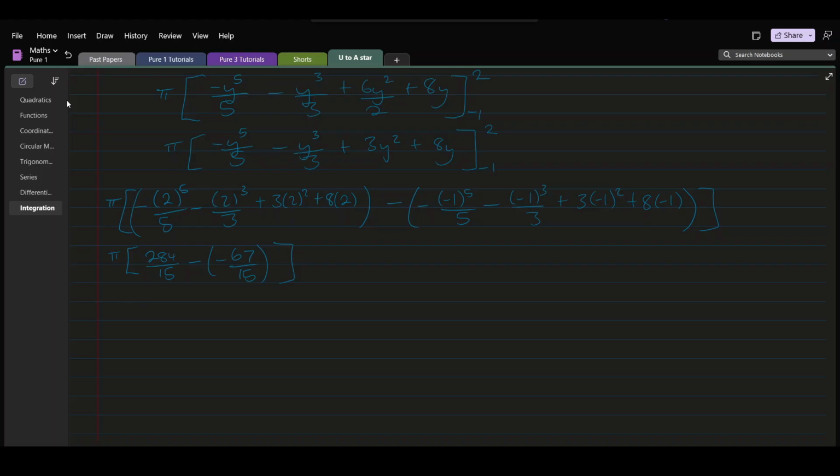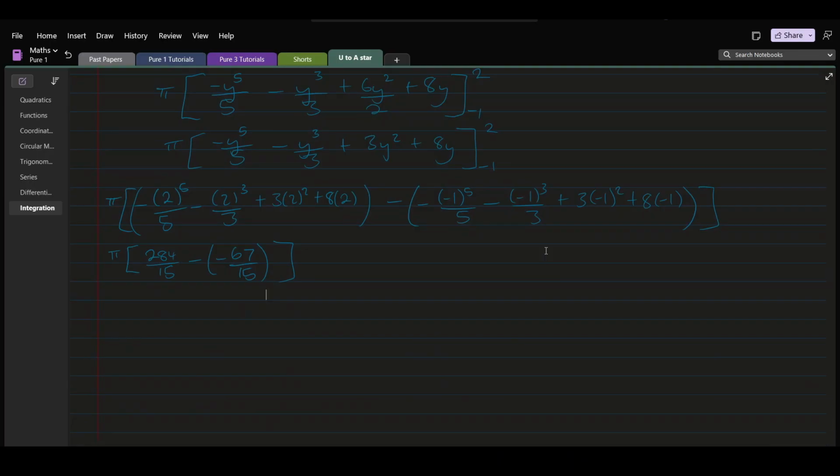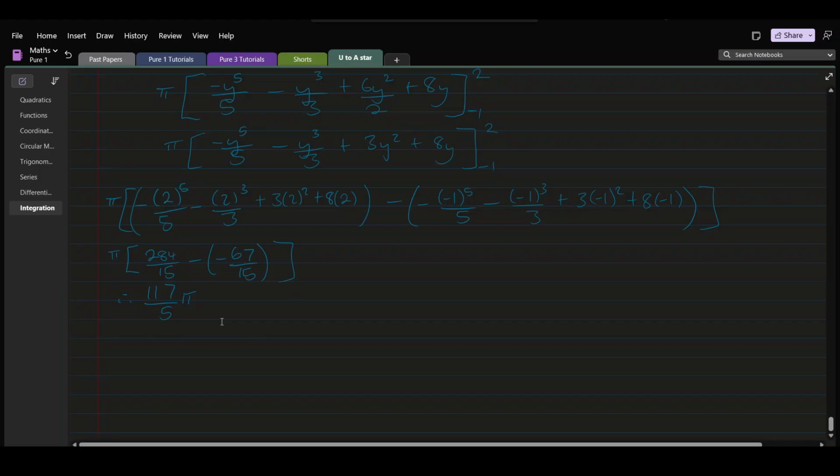Now let's simplify this. That's 284 over 15 plus 67 over 15, and you get 117 over 5. So 117 over 5 pi, and this is our volume of revolution. So that's it for the integration video. You can now go on to work on the topical question.